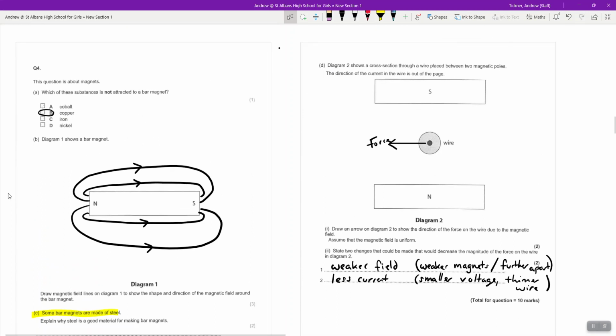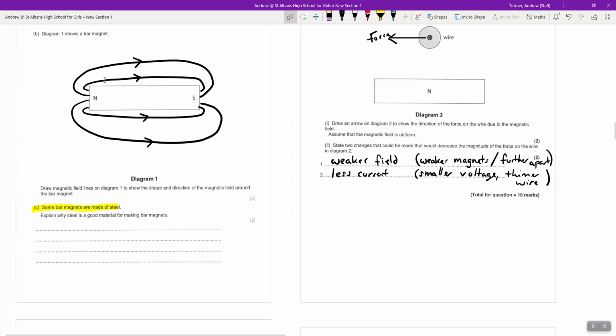Question 4. This question is about magnets. Recall which is not attracted to a bar magnet, copper. The rest are all magnetic materials. Magnetic field lines around a bar magnet. They have this shape. They point from north to south. They don't cross. So anything that looks like this. Try not to go overboard on drawing too many lines. Just keep it simple. 4 or 5 lines is normally enough.